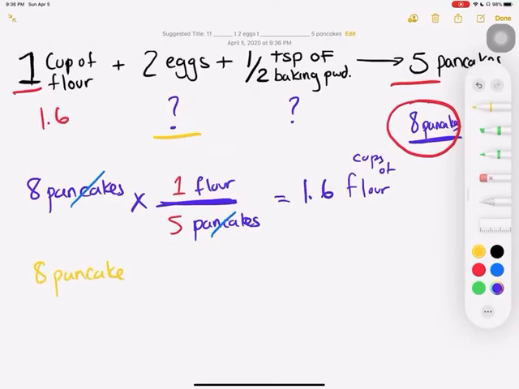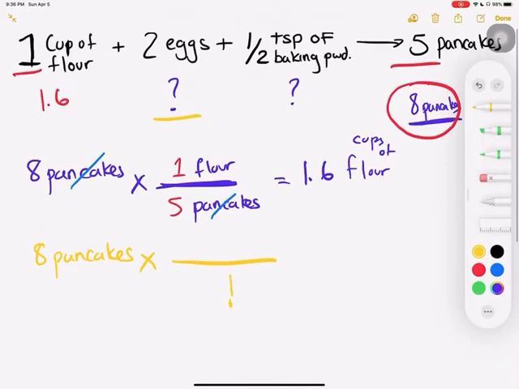But this time, instead of dealing with flour, now we're going to be dealing with eggs. So we're converting pancakes to eggs, right? From pancakes to eggs. Let's see how many eggs I'm going to need to make 8 pancakes. So pancakes go on bottom, and eggs go on top because we are converting to eggs. So what are the numbers that I'm going to place in here?